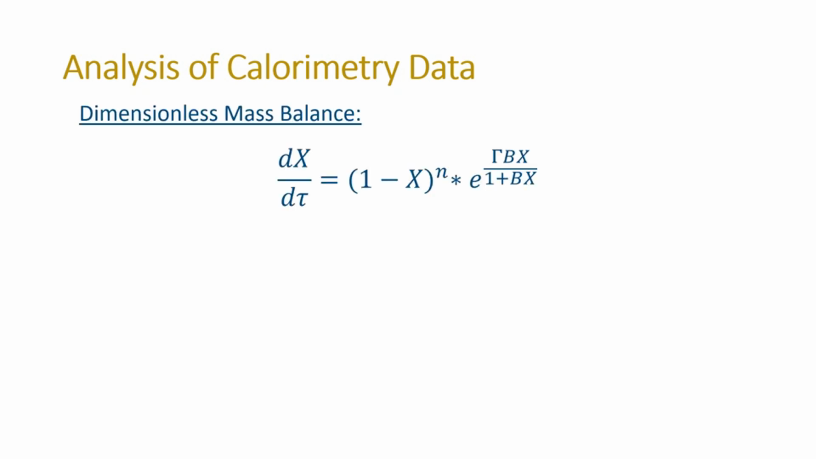The model for our calorimetry data will be a mass balance. A mass balance relates the rate of change in the concentration of material to material entering a system minus the amount of material leaving a system plus generation of that material minus consumption of that material in the system. This is the expression for the dimensionless mass balance on the limiting reactant or reactants in our system. And we'll go through variable by variable to understand what each of these terms mean.